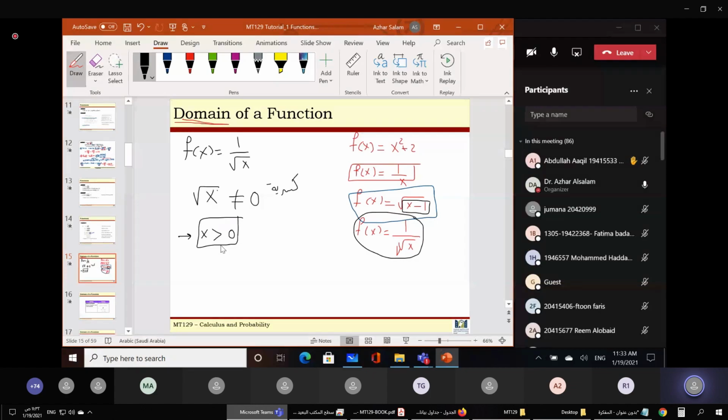So this is the domain. The domain of f will be all the real numbers from 0 to infinity. It's the same but without equality with the 0, with an open circle at the 0 until infinity. All the numbers greater than 0. That's the domain of f.